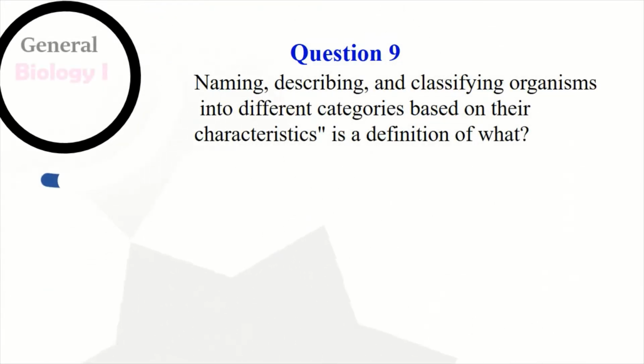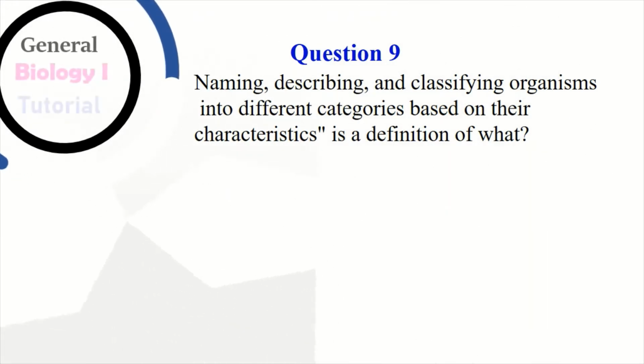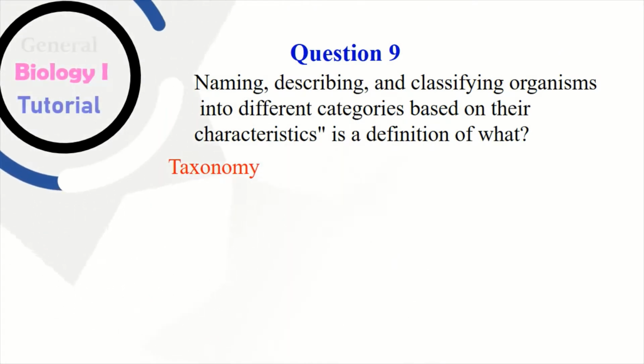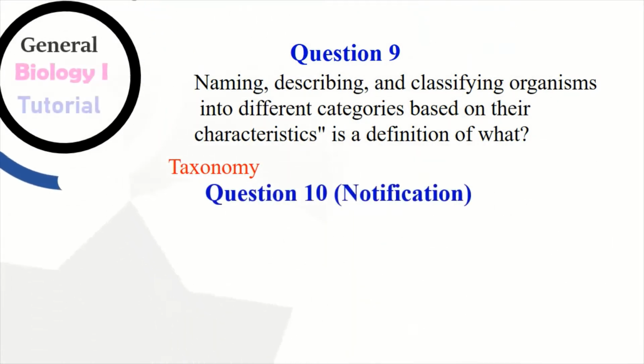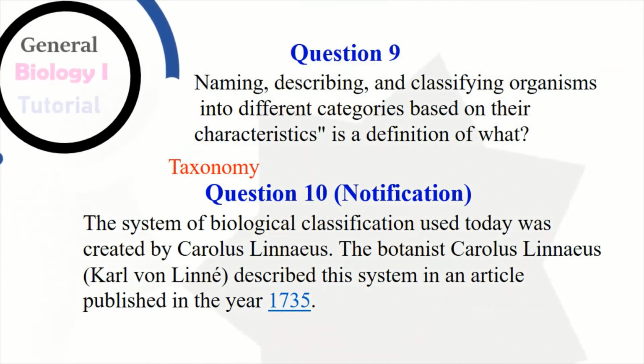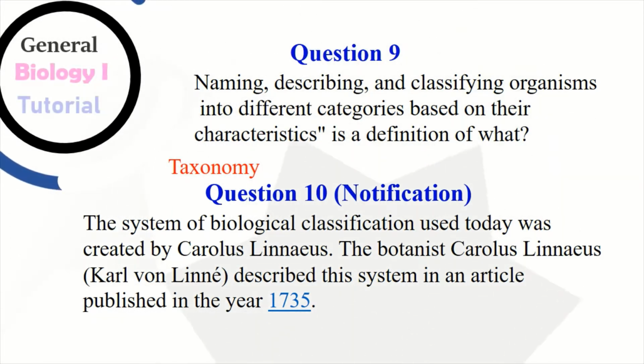Question 9. Naming, describing, and classifying organisms into different categories based on their characteristics is a definition of what? Taxonomy. Question 10. Notification. The system of biological classification used today was created by Carolus Linnaeus. The botanist Carolus Linnaeus, Carl von Linné, described this system in an article published in the year 1735.